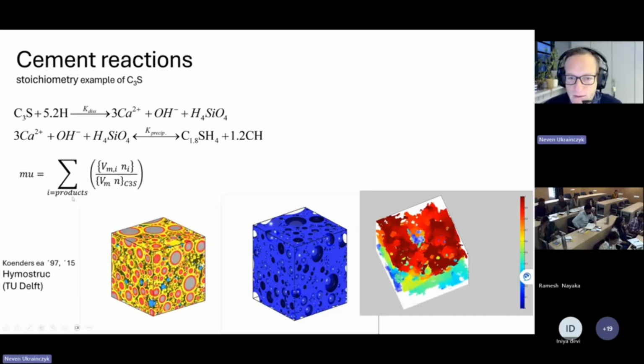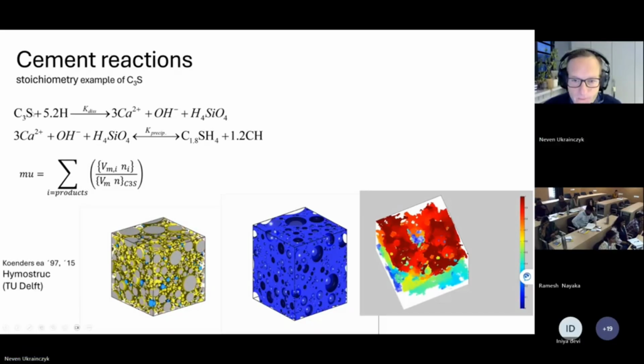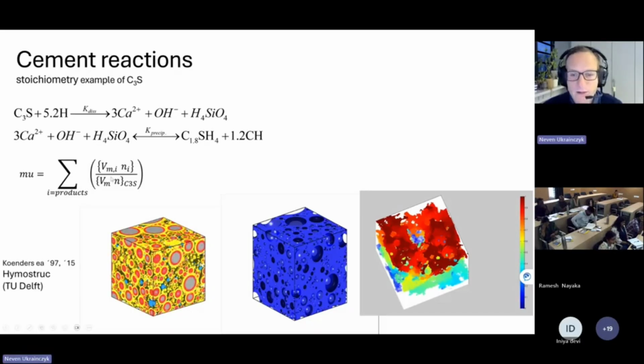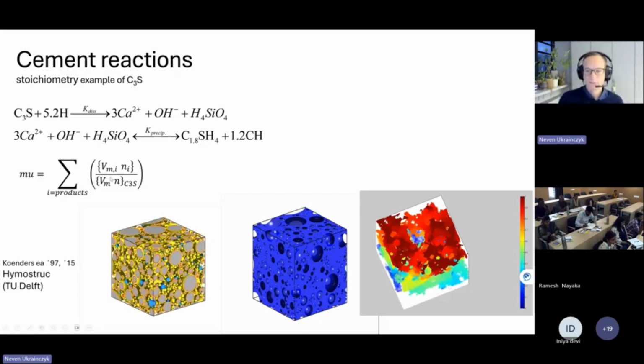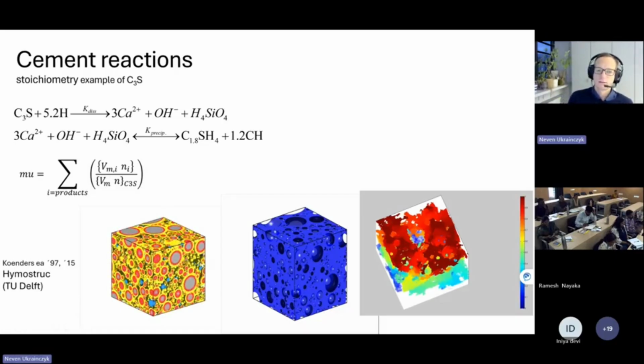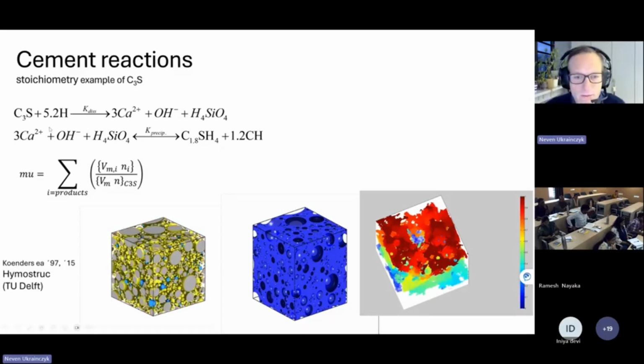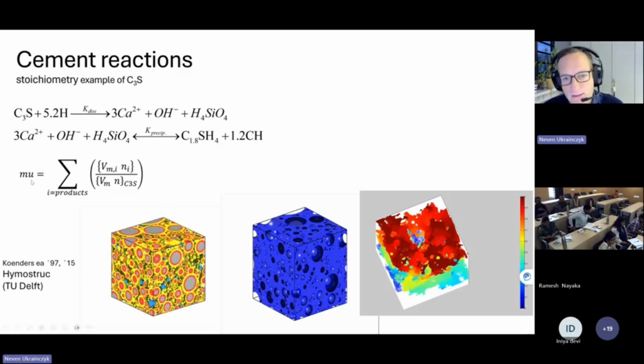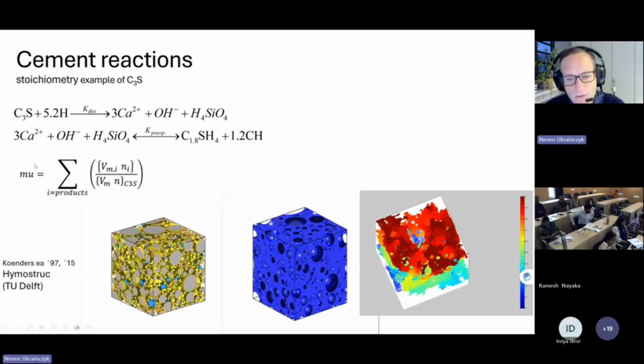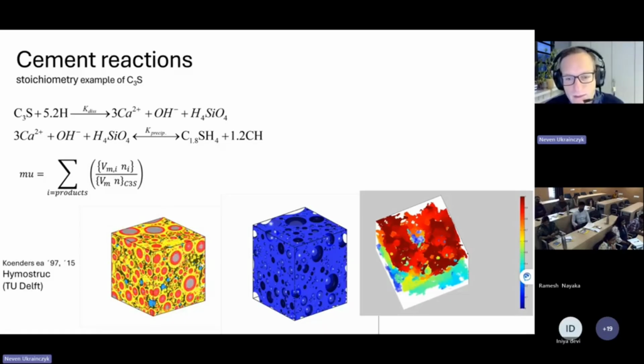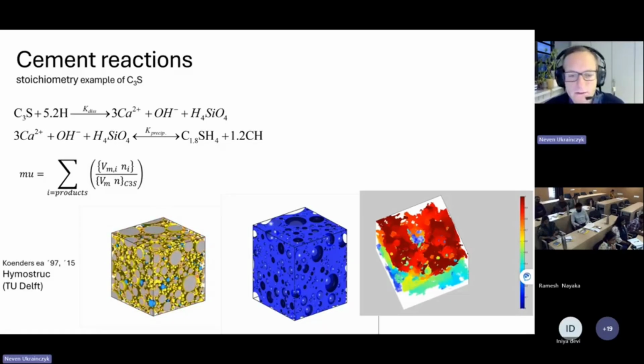We have the sum of all the hydration products here divided by the molar volume of the cement, which gives you the expansion factor: how much the solid volume of the hydration products for the full reaction is bigger than the volume of initial cement. And this is usually around 2.3. So for C3S it is 2.3, so you have 2.3 times bigger volume of hydration products than the volume of initial cement particles.